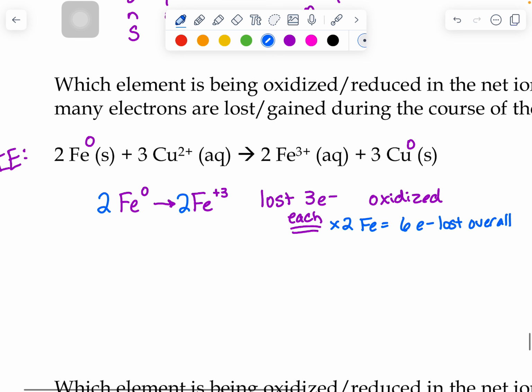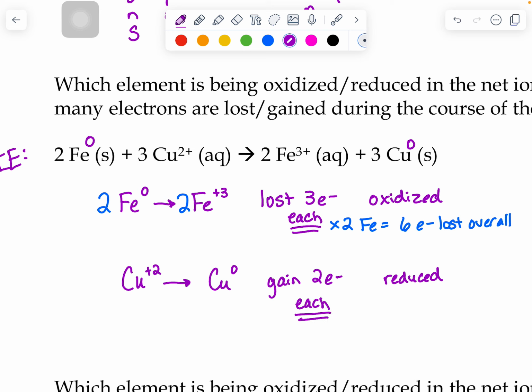You can't wave a magic wand and just make them vanish into thin air. So let's look at what's going on with the copper. It starts with a +2 charge on the left, and it ends as a neutral element on the right. If you used to be +2 and now you're neutral, you must have gained 2 electrons during the course of the reaction. You're being reduced. Gain electrons is reduction. But it gains 2 electrons each. There's not just 1 copper in this reaction.